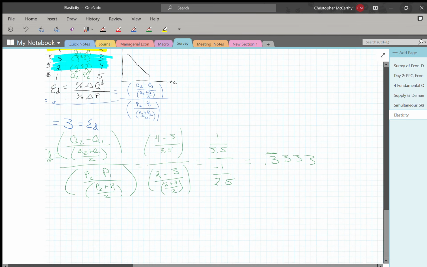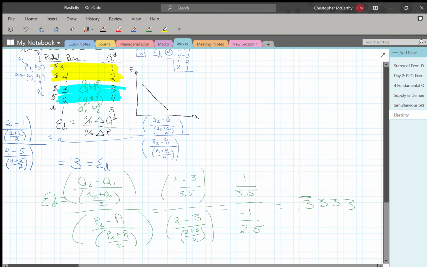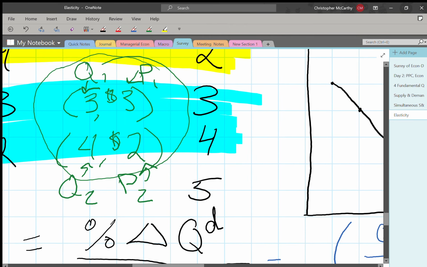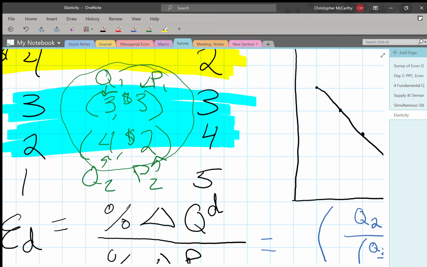So it's really just a matter of identifying those pairs, selecting what's Q1 and Q2. You can't see that very well at all up there, can you? Sorry about that. Selecting those pairs, identifying what's Q1 and Q2, what's P1 and P2, and then just plugging it into that percentage change formula.